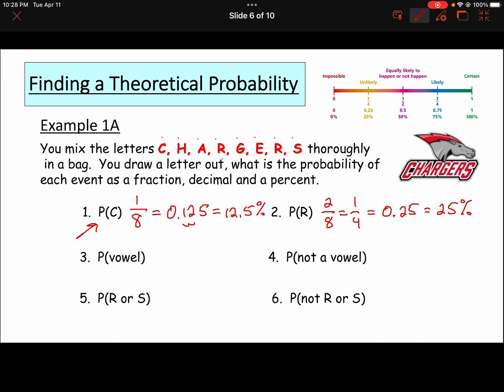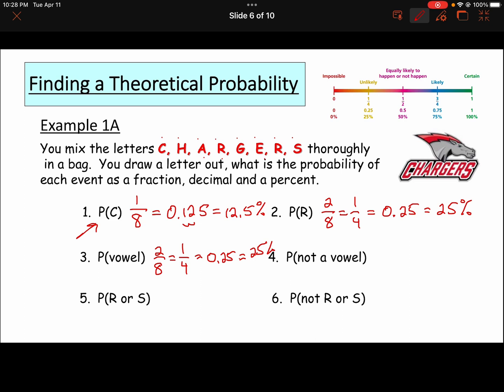Probability of getting a vowel. Well, we have an A and we have an E. So same as the last question, we have a 2 in 8 chance, which is 1/4, which is 0.25, and 25%.